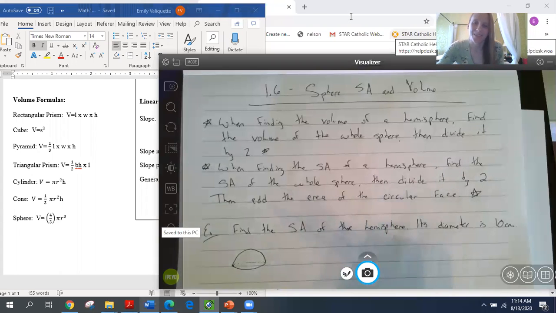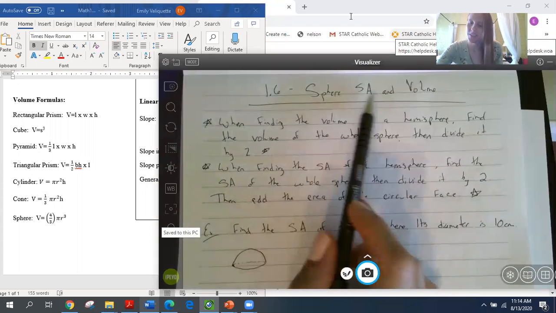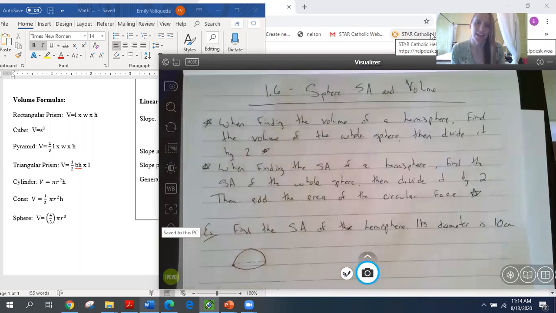Hey guys, so today we're going to be continuing on with our chapter about surface area and volume. This lesson is all about the sphere. So we're going to be going over both surface area and volume of spheres as well as hemispheres. Okay, so this is lesson 1.6, sphere surface area and volume.